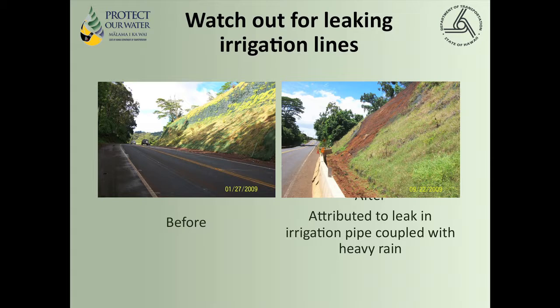That, coupled with rain, brought down the slope. And this was that heavy-duty, I think it's Tensar, the real heavy-duty plastic matting with ground anchors that have been drilled into the slope. It brought the slope down. So watch your irrigation lines.